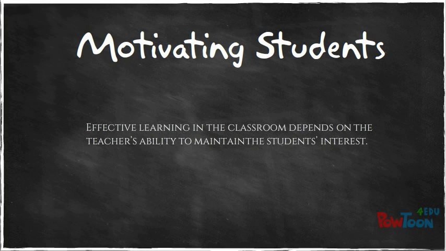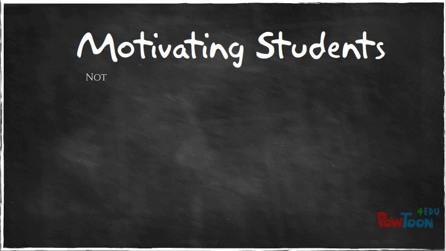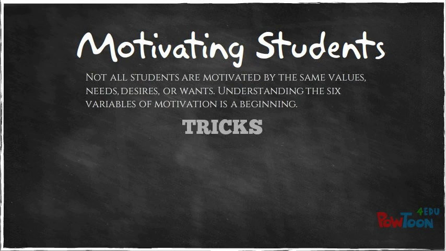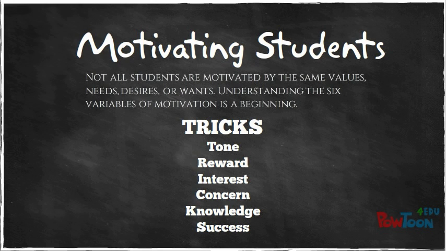Many factors affect a given student's motivation to work and to learn: interest in the subject matter, perception of its usefulness, general desire to achieve, self-confidence and self-esteem, as well as patience and persistence. Not all students are motivated by the same values, needs, desires, or wants. Understanding the 6 variables of motivation is the beginning. We call this TRICS: tone, reward, interest, concern, knowledge, and success.